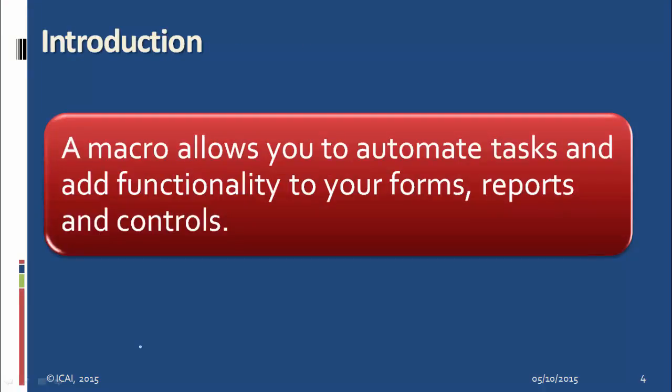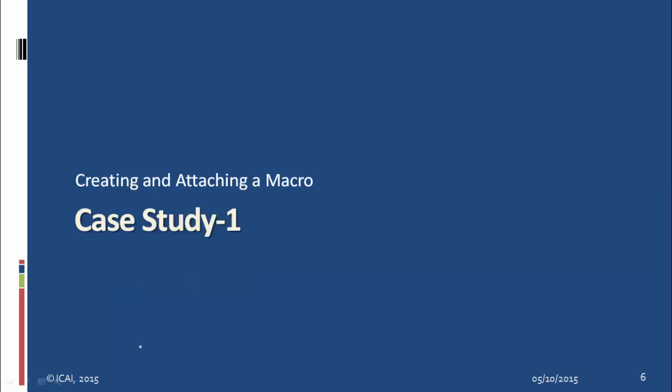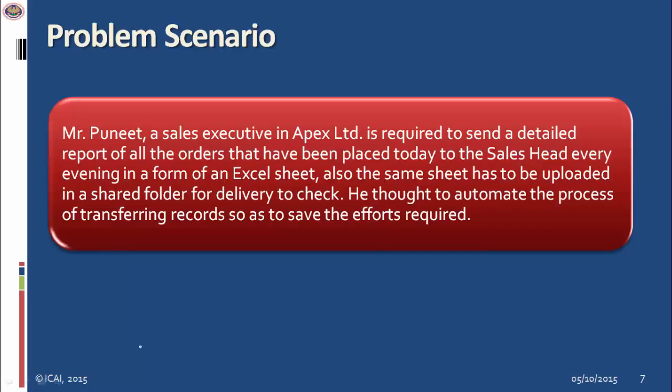What's a macro? It's an introduction. A macro allows you to automate tasks and add functionality to your forms, reports, and controls. We can understand all these things using a case study. Case study 1: creating and attaching a macro.